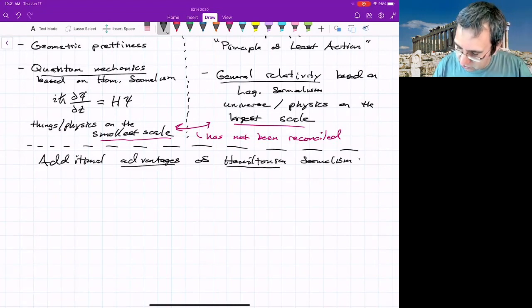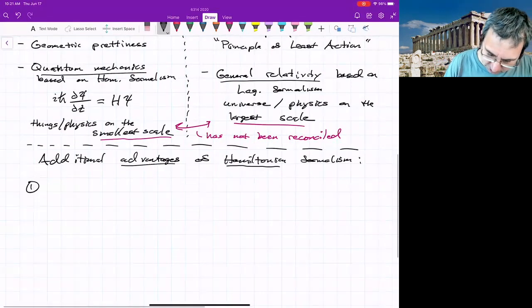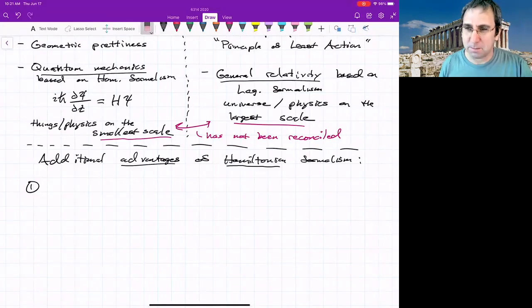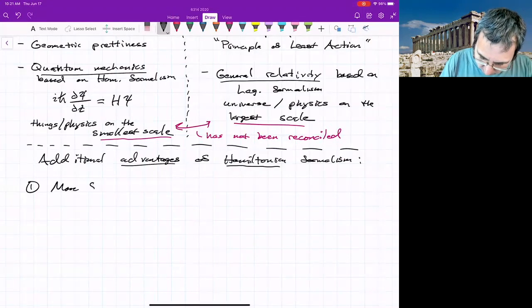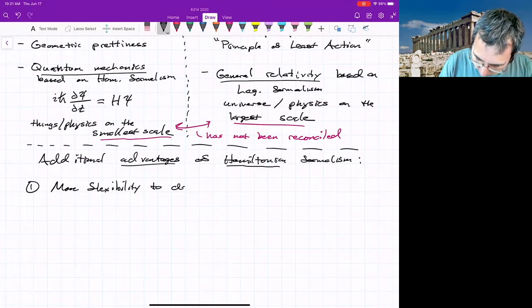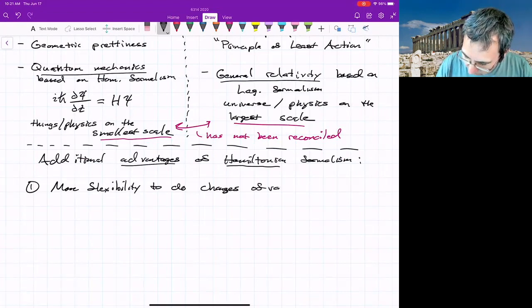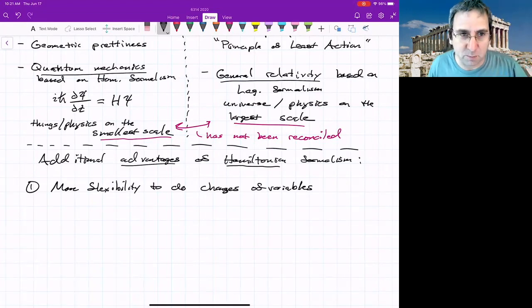So these advantages would be, I guess I could put it this way. There's just more flexibility to do changes of variables. And we'll say a lot about that. And why would you want to do changes of variables? Well, we know that sometimes when you're trying to solve a problem, you do changes of variables to simplify things. Yes, thank you, William.